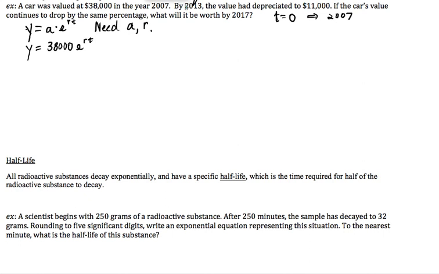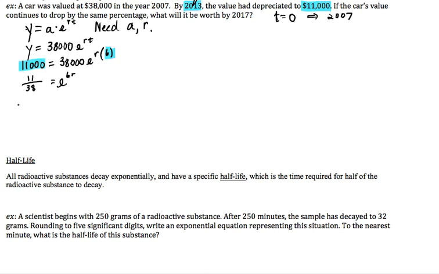And all we have to do is find r. So in order to find r, we're going to have to use the fact that in 2013 the value was 11,000. So y is 11,000 when t is, let's see, that's 6 years later, so when t is 6. And we can solve that equation right there for r. Okay, so same as before. First we divide by 38,000. So we'll get 11 over 38 when we do that, equals e to the 6r.